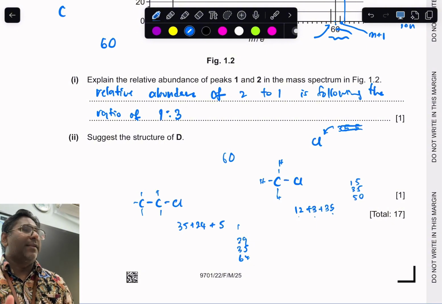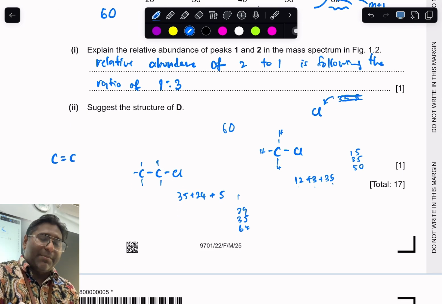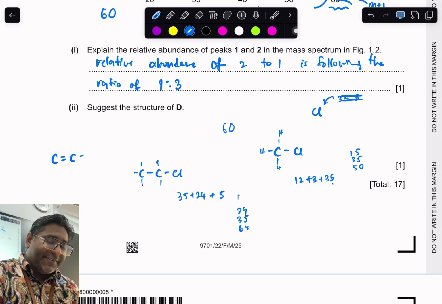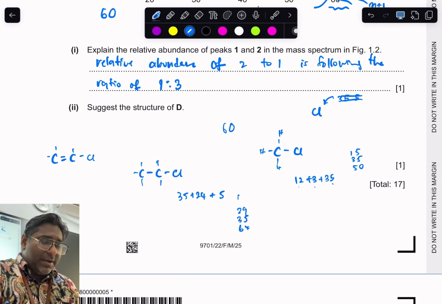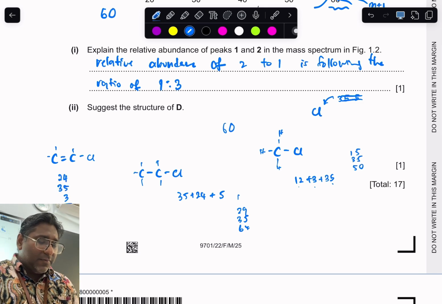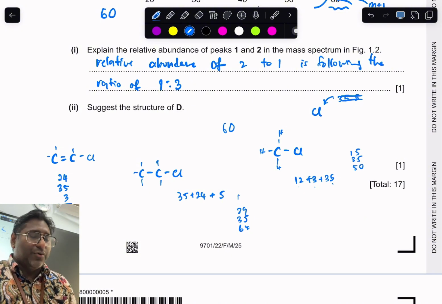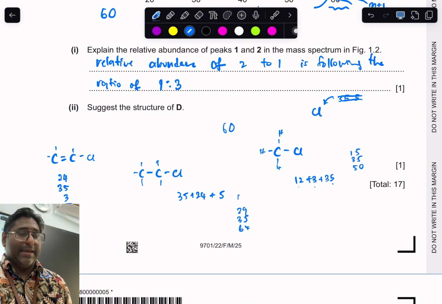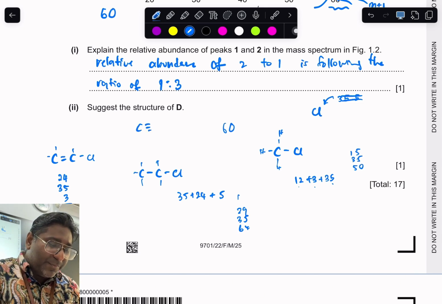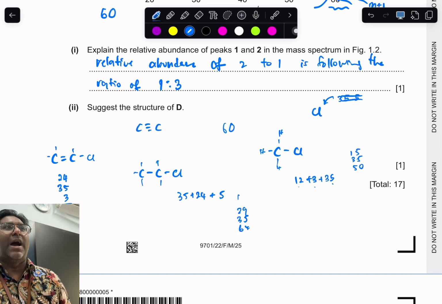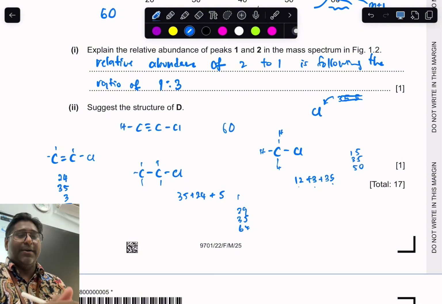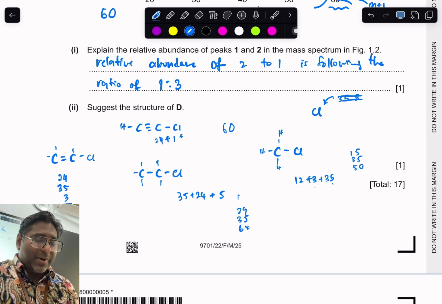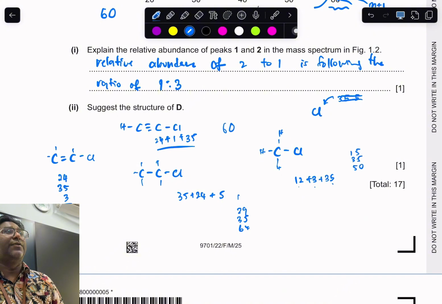Can you get less than that? Of course you can. You can try carbon double bond carbon. You can have Cl over there, and you have one hydrogen here. So that's going to be 12 plus 12, 24, plus 35 plus 3. What you will get is 62. Still not enough, you want 60. What you can do is try a triple bond carbon. You have Cl over there, and one hydrogen. What happened? 12 and 12, 24 plus 1 plus 35, that is going to give you 60.